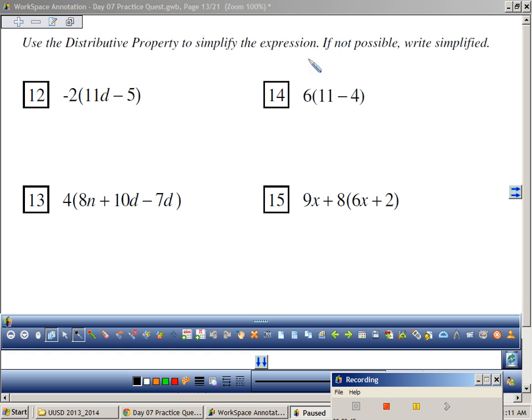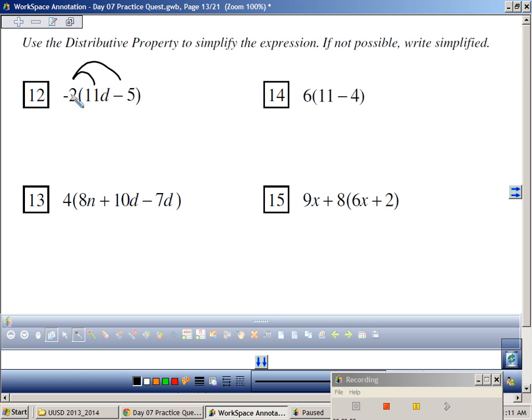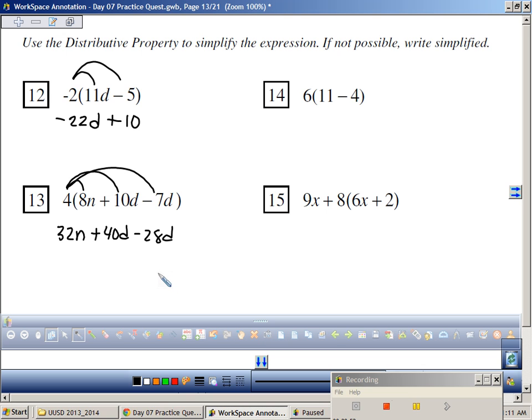All right, let's continue. Use the distributive property to simplify the expression. So let's distribute. What's negative 2 times 11D? Negative 22D. Hardest problem with that is don't forget the negative sign. What's negative 2 times negative 5? Positive 10. Good job. This one we've got to distribute to 3 terms this time. Don't want to leave anybody out. 32N plus 40D minus 28D. What about 14?